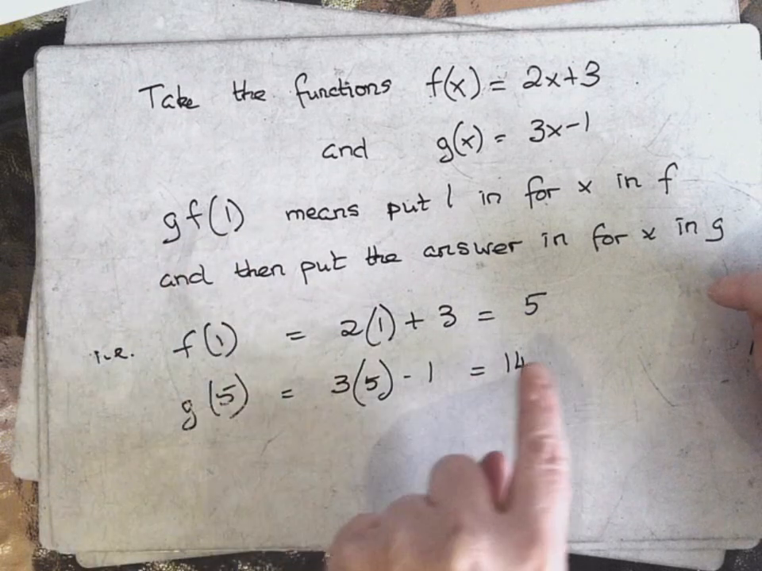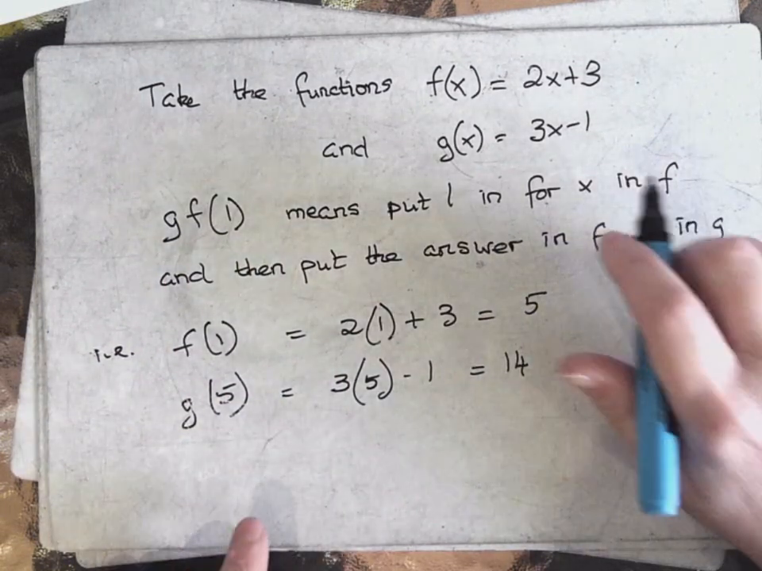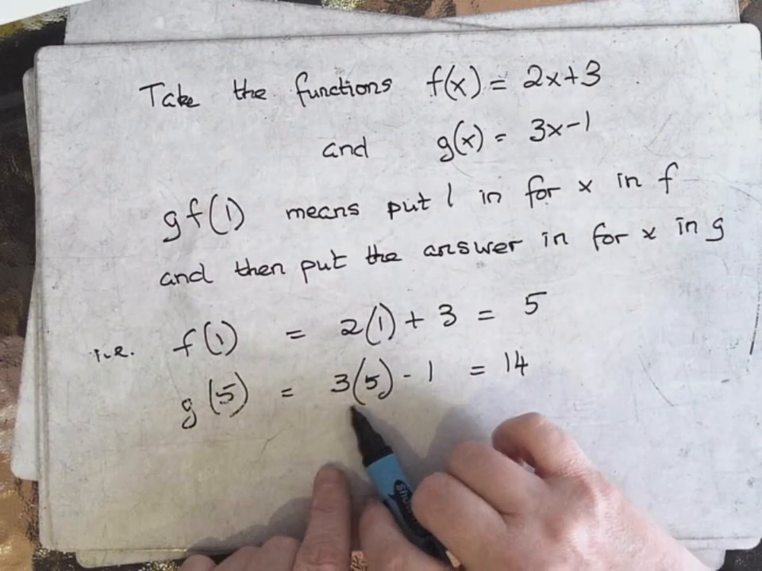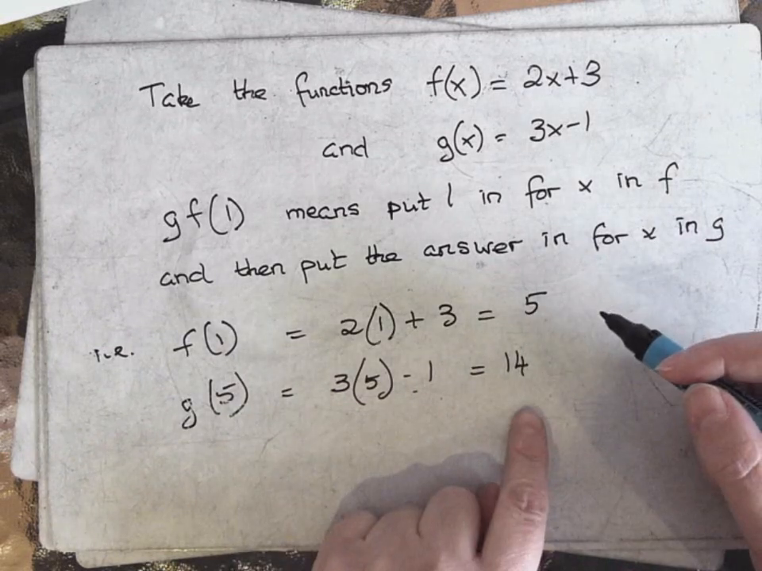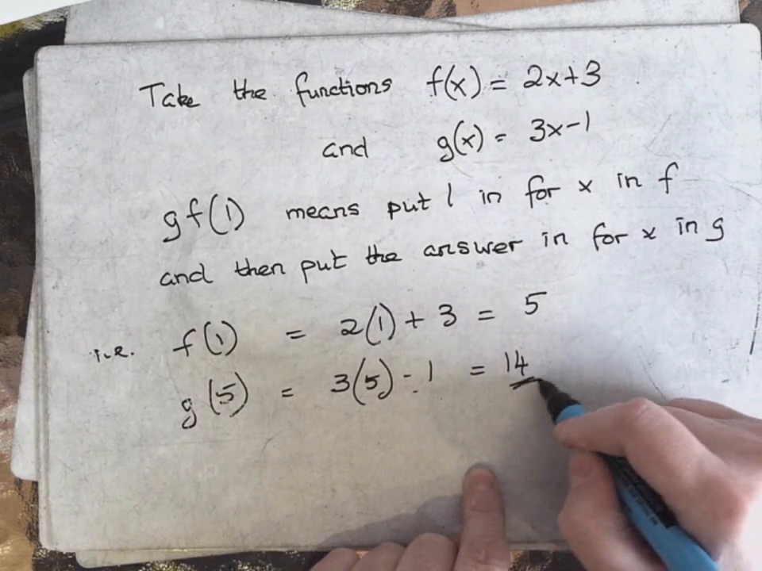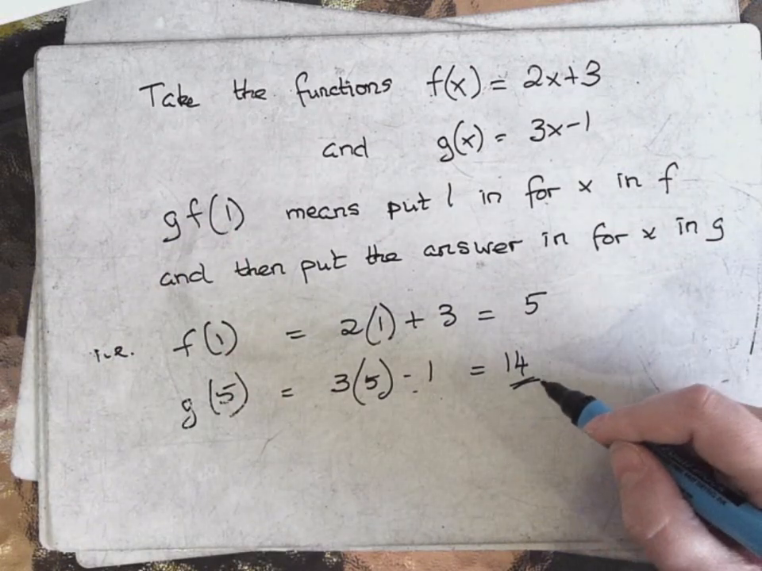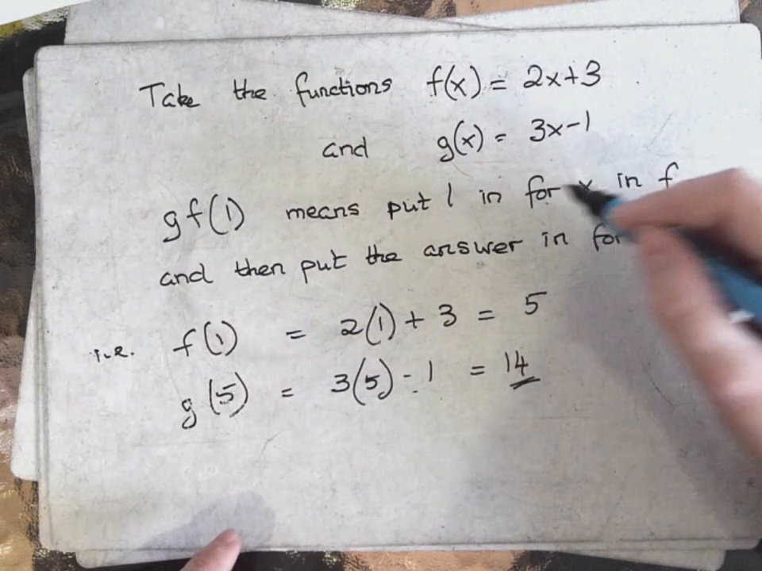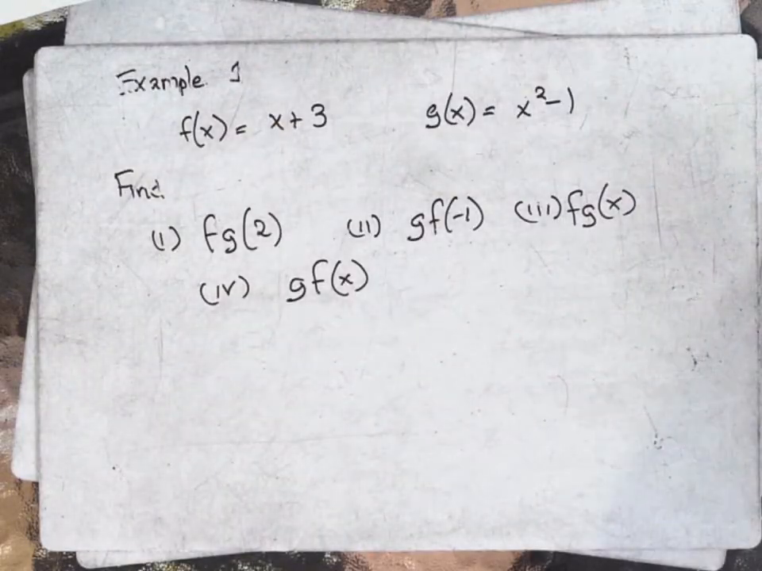But then I have to do g of the answer, so you do g of 5. Into g, everywhere I see an x, put in a 5, so it's 3 times 5 minus 1, which is 14. So your overall answer is 14. So g after f of 1 is 14. You put 1 into f, get an answer, put that answer into g. Now we'll see an example from start to finish.